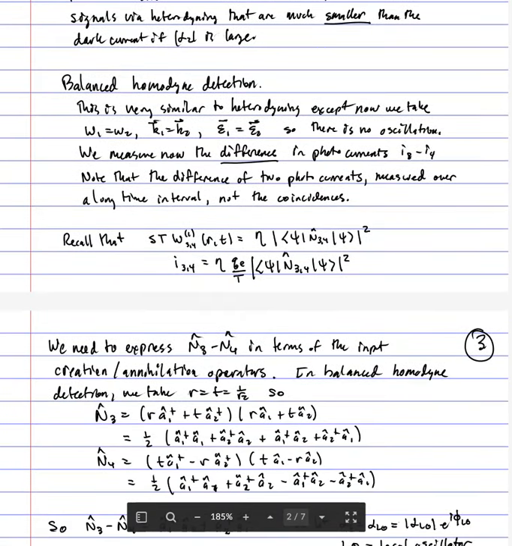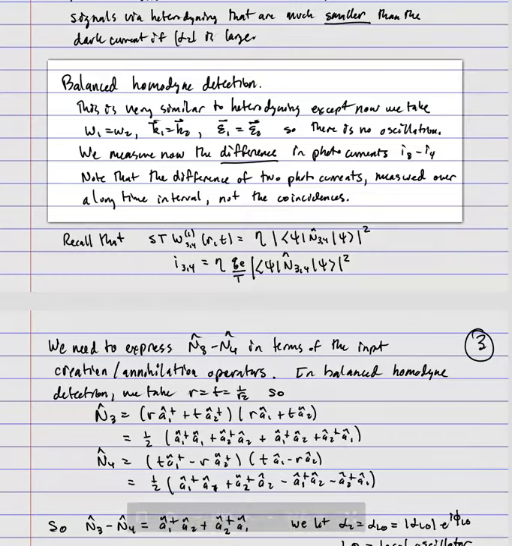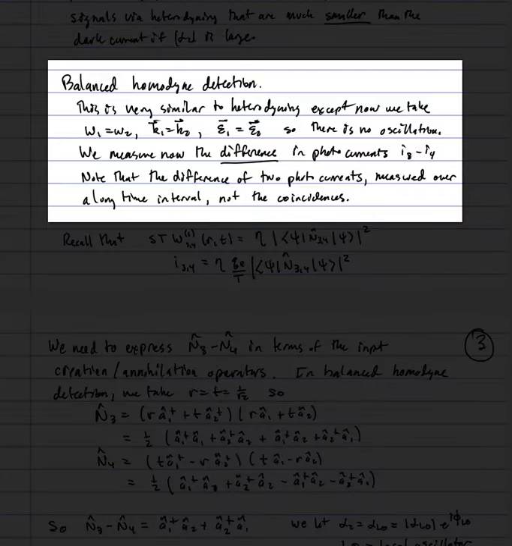Okay, we're now going to talk about something called balanced homodyne detection. This is a twist on the heterodyne detection where we're going to send in the exact same light in both of the channels. So the two frequencies are going to be the same, the two wave vectors are going to be the same, the two polarizations are going to be the same.